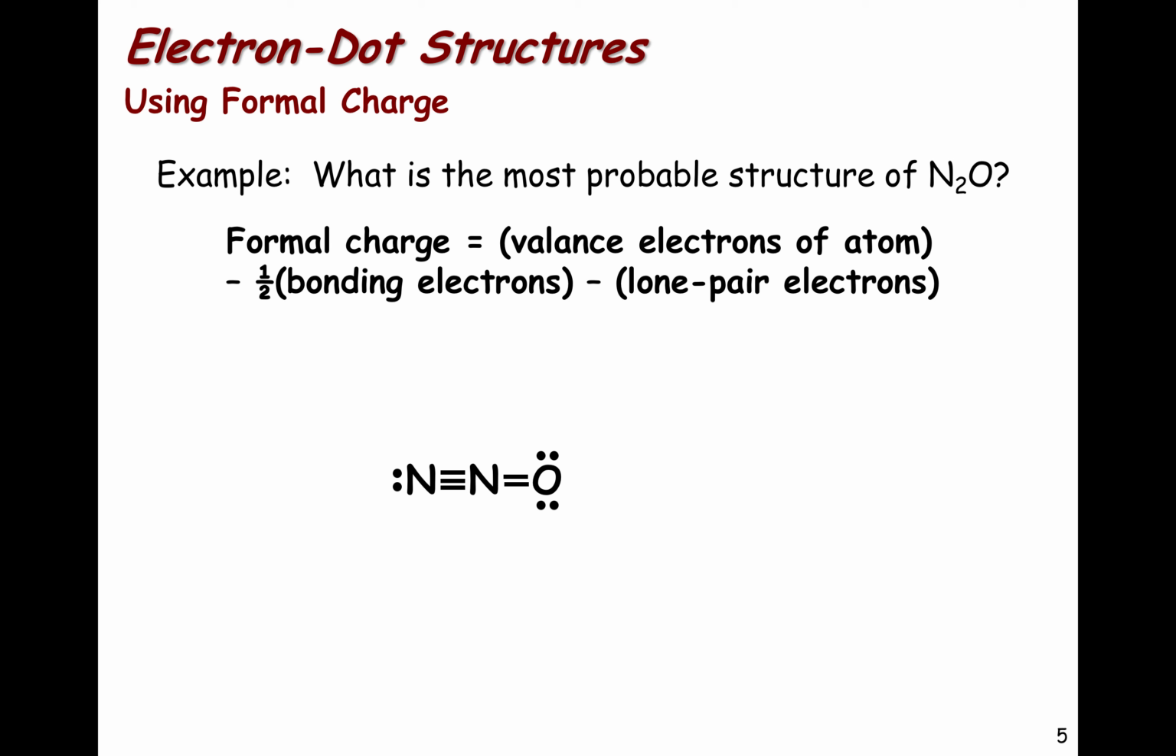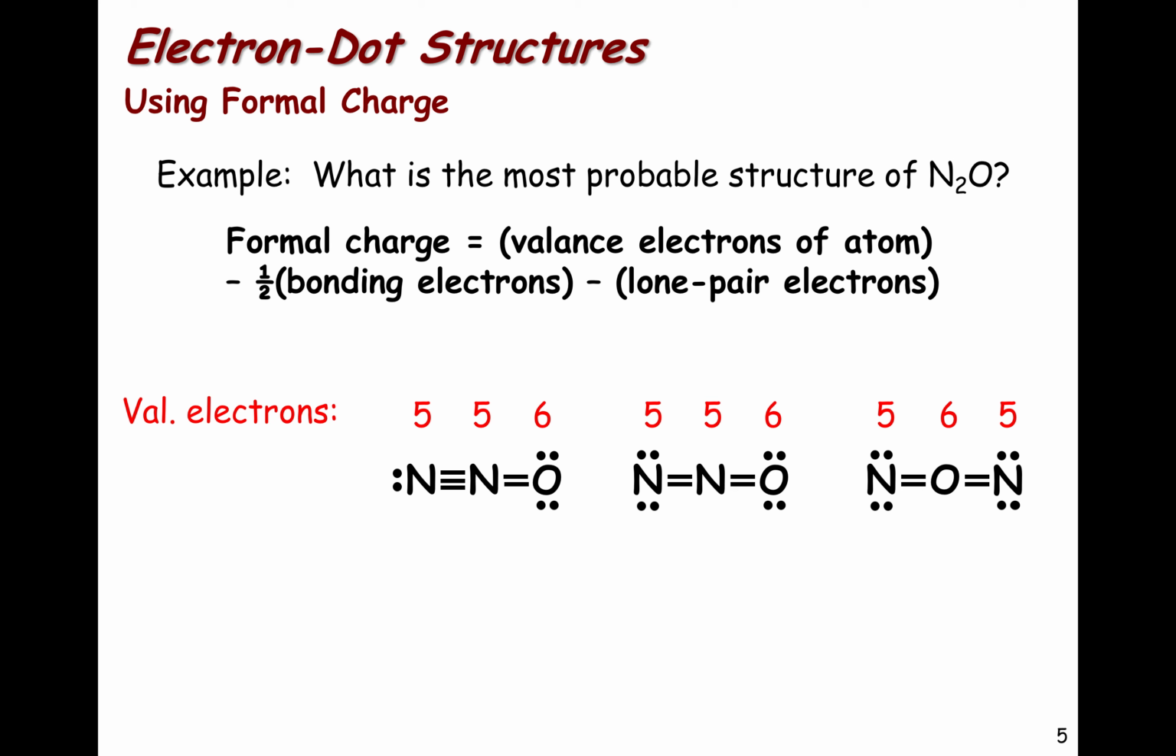The problem with this structure is the violation of the octet rule for the central atom. In the second structure, we now have double bonds between the central nitrogen atom and the two terminal atoms. This does not violate the octet rule for any of the atoms. And then finally, we have a structure where we place the oxygen in the center of the molecule, with double bonds to the terminal nitrogen atoms. This is not desirable in terms of putting the more electronegative atom as a terminal atom.